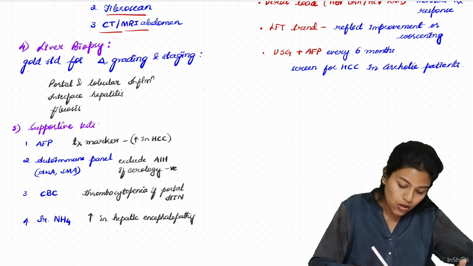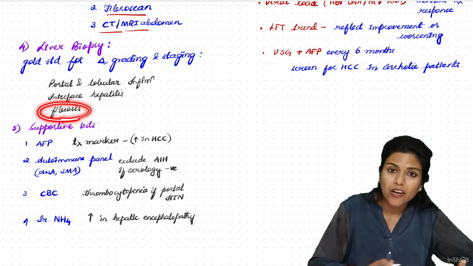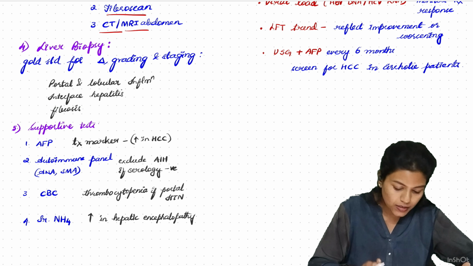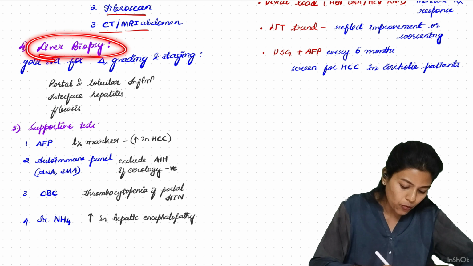Portal inflammation, lobular inflammation, the interface hepatitis, which I have described as piecemeal necrosis, and there is fibrosis, the bridging fibrosis that we have seen on mesenteric stain. All this inflammation can be demonstrated on a liver biopsy.